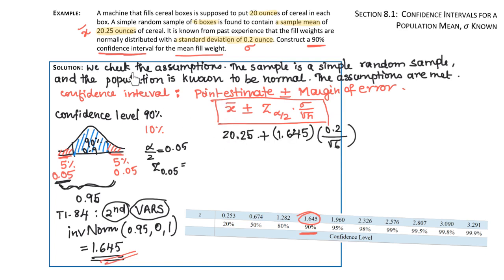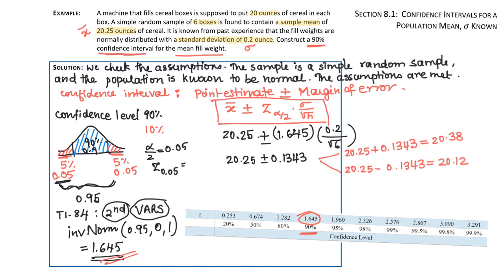So the mean is 20.25, the critical value is here, and sigma is 0.2, and the square root of n is the square root of 6 boxes, so 6. Now calculate this. If you add the margin of error, you will get 20.38. If we subtract the margin of error, you will get 20.12. Here I rounded to 2 decimal places.